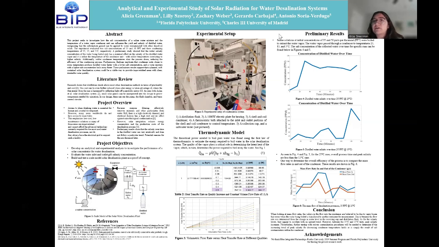So for further testing, we are going to use stricter contamination procedures for the condenser to hopefully understand if this increase in salinity is a trend that we will be seeing over and over again, or if it's just a one-time occurrence because of the contamination in our condenser.